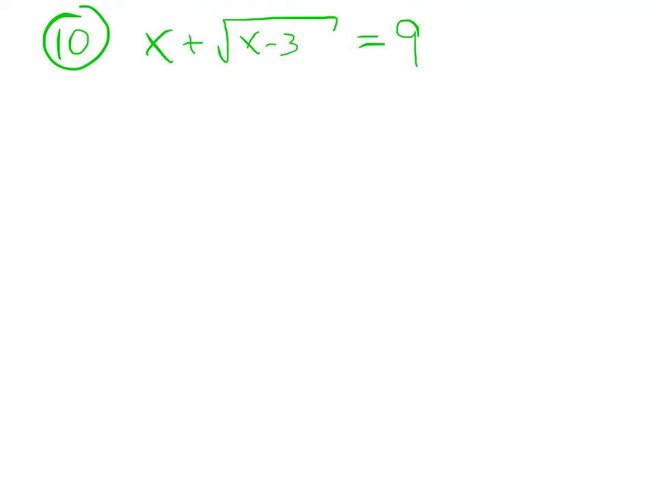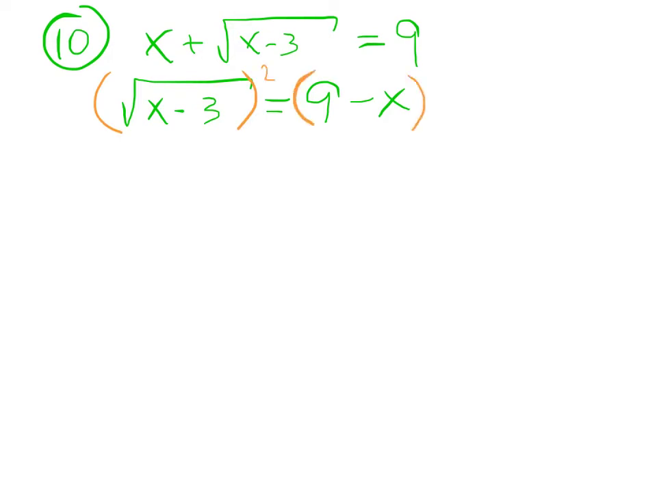So I have a square root in this equation, which makes me tempted to want to square stuff to get rid of it. But before I do that, I'm going to want to try to isolate that square root so that when I square, that's the only thing that gets squared. So I'm going to start by subtracting x from both sides. So I get the square root of x minus 3 equals 9 minus x. And now that I've isolated the square root, now I can square both sides and it will be a productive step.